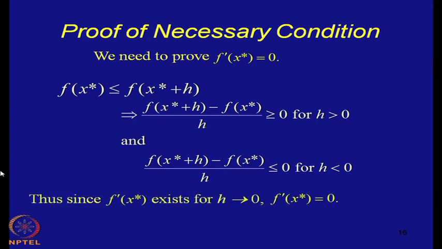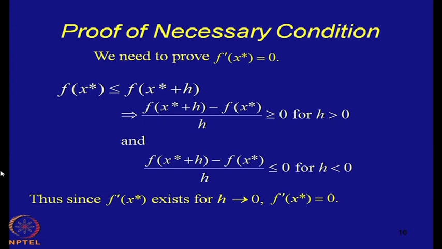If we consider the limiting value h tending to 0 from the left hand side as well as from the right hand side, like this we can prove that for a relative minimum, the first order partial derivative of f at x* would be equal to 0. Similarly, we can prove it for the relative maximum as well. In that case, the only consideration would be that in the neighborhood of x*, f(x*) is greater than or equal to f(x*+h), and the rest of the logic will remain as it is.